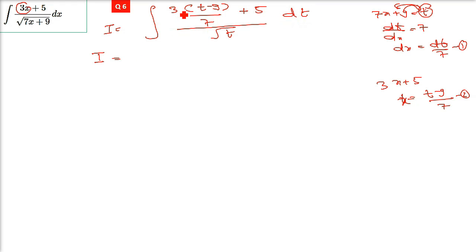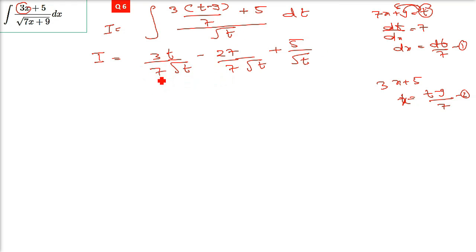Every time integration and dt will be there. I'm not writing it, but just be sure that it will always be there. So 3 into t, it's divided by 7. And because under root t is in the denominator, it comes like that. Now 9 times 3 is 27 and divided by 7 under root t. Then we have 5 divided by under root t. And then we have all dt and integral always going on with each and every term.